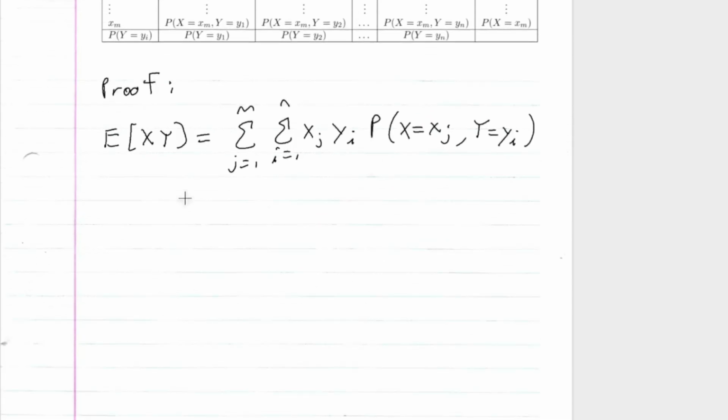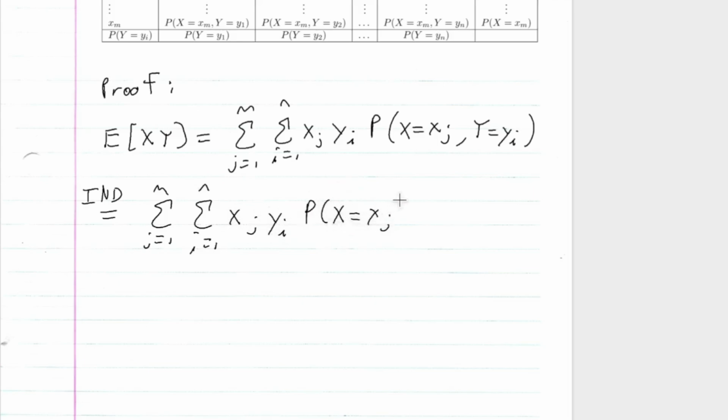The reason they need to be independent is because this is the probability that x is equal to x sub j and y is equal to y sub i. Whenever things are independent, we know the probability of their intersection is just the product. So this will be the sum from j equals 1 to m, the sum from i equals 1 to n of x sub j, y sub i, times the probability that x is equal to x sub j, times the probability that y is equal to y sub i. Notice I was able to separate this intersection because they are independent. That's the definition of independence.